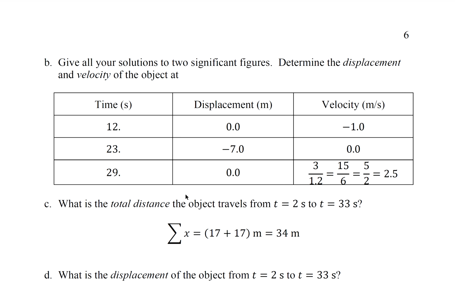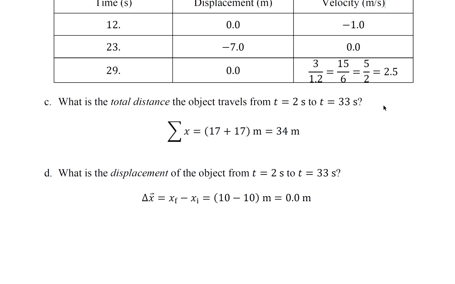So determine the displacement and the velocity of the object at these 3 times: 12 seconds, 23 seconds, 29 seconds. The displacement, we could just read from the graph. The velocity, we need to take the slope. And how do we take the slope? We take 2 points.